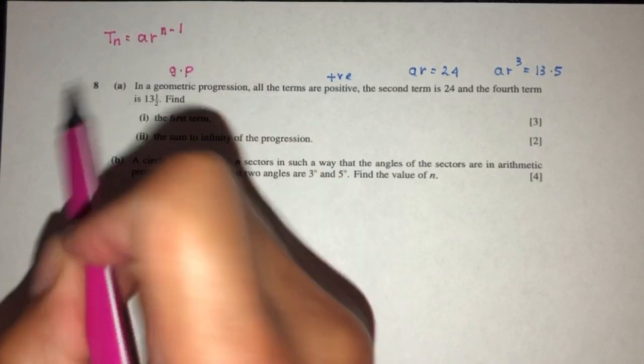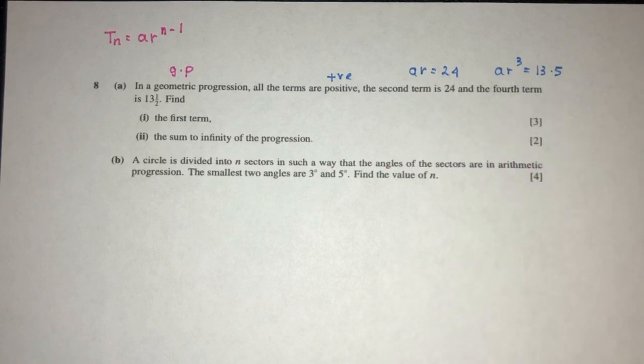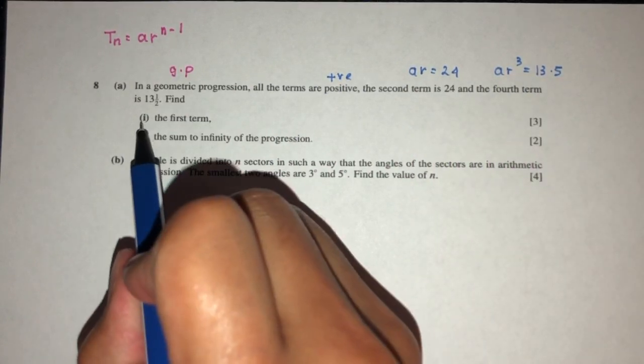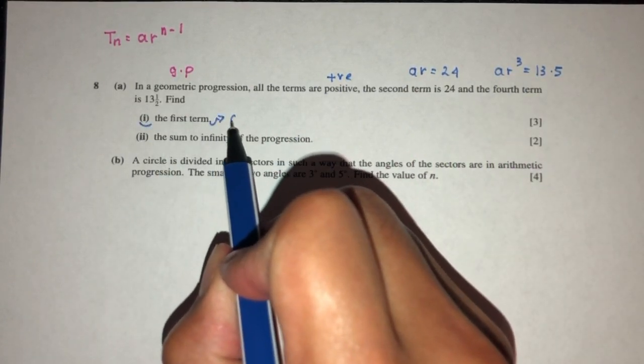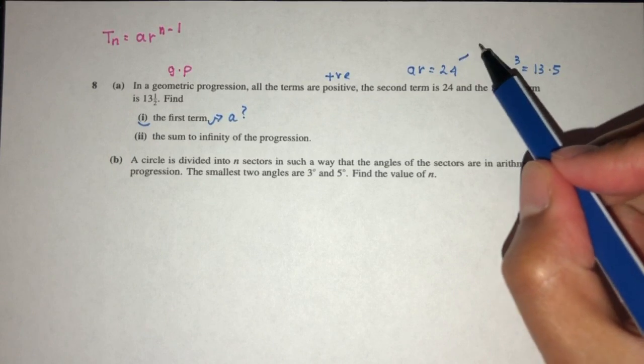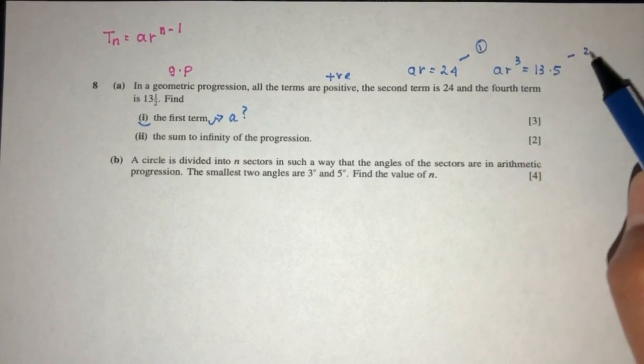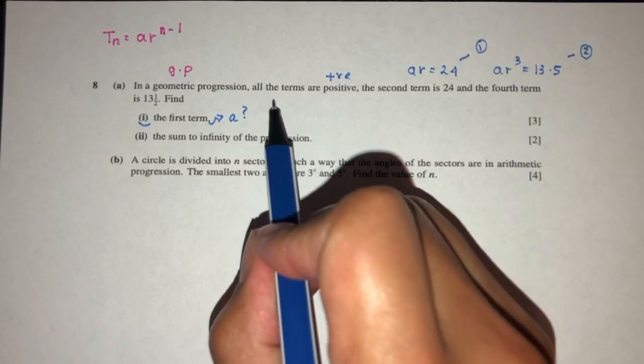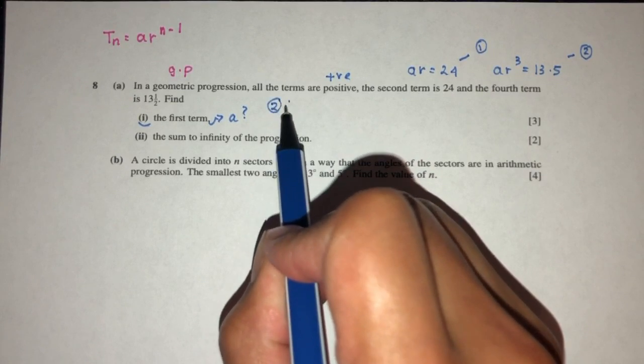That's how I know this is this and this is this. Now part 1, we have to find the first term, which is the value of a. So pretty easy. We have to use these two equations that we were able to form. Let's call this equation number 1 and equation number 2. What I can do here is take equation number 2 divided by equation number 1.